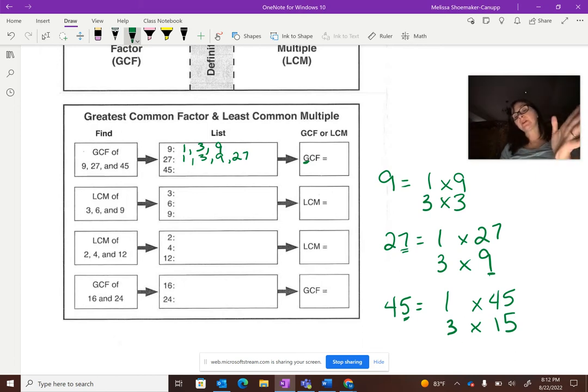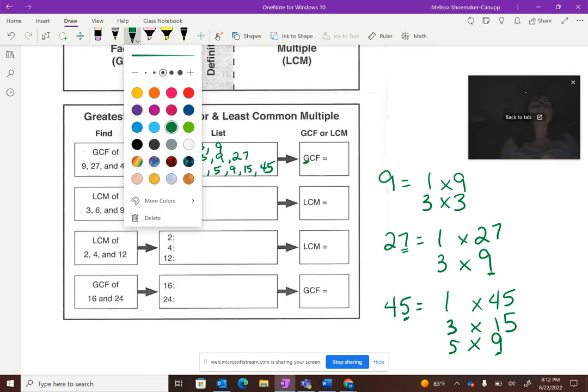4 doesn't go in there. 5 does. 5 times 9 is 45. 6, nope. 7, nope. 8, 9. I'm back here, so I know I'm done. Here I go putting them in order: 1, 3, 5, 9, 15, 45.